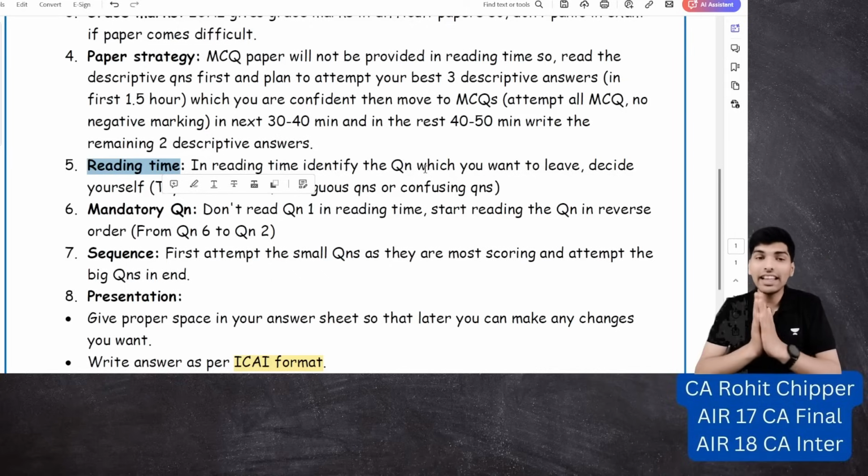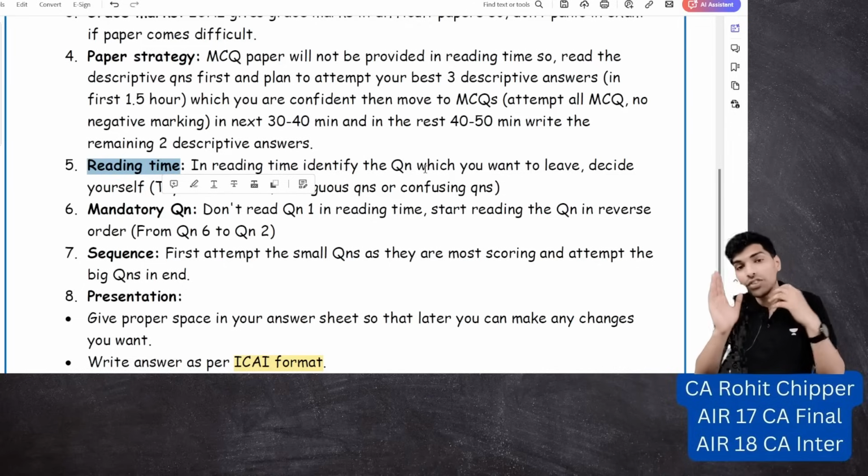And this is really important, because if you have selected a wrong question while attempting the question paper, then it will impact your entire paper and it may impact your entire CA result as well. So it is very important which question you want to leave.